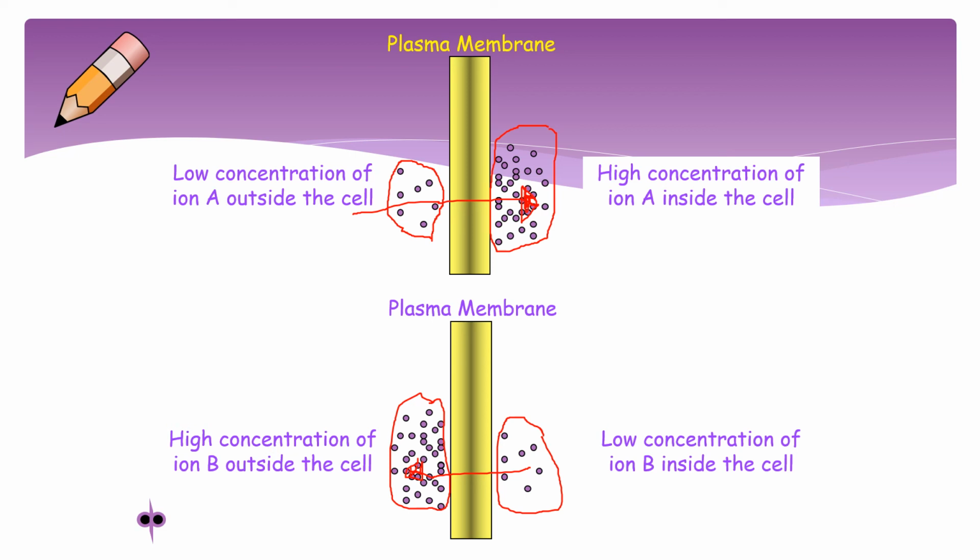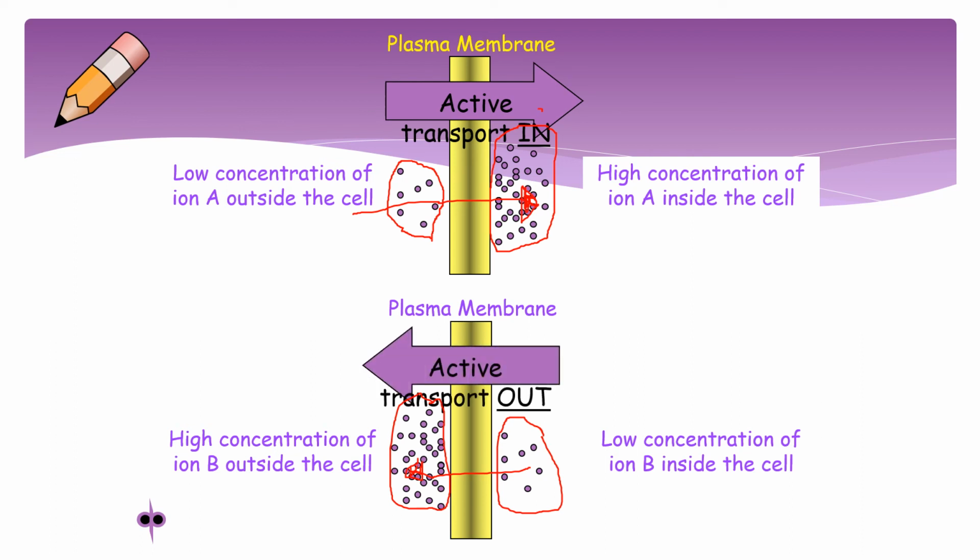You should be able to get that out of the consumables. So active transport into the cell, active transport out of the cell. As long as it's moving from a low concentration to a high concentration and requires energy, it will be by active transport. And remember, it's these things called carrier proteins that are going to move the ions in and out.